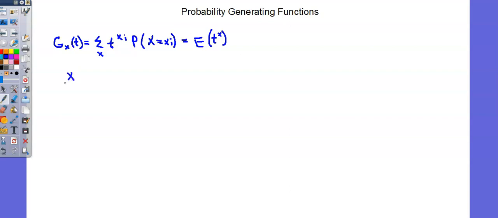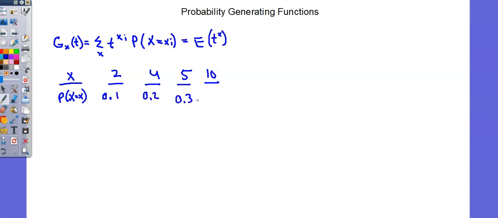Our possible outcomes and the probability of those outcomes, for 4 outcomes: 2, 4, 5, and 10, with probabilities of 0.1, 0.2, 0.3, and 0.4. I'll apply my rule.